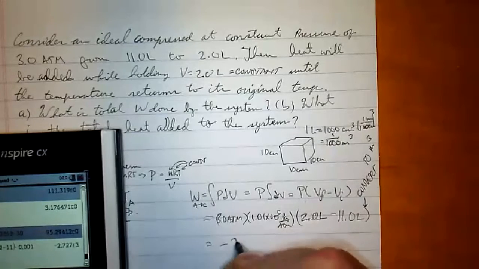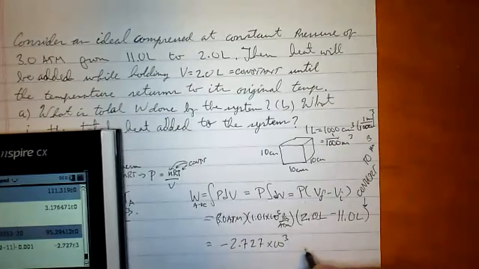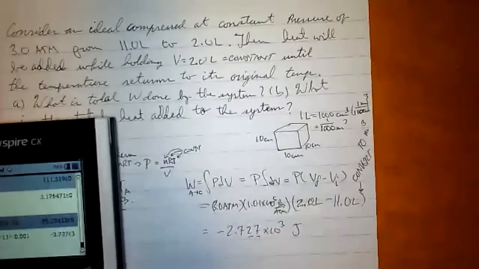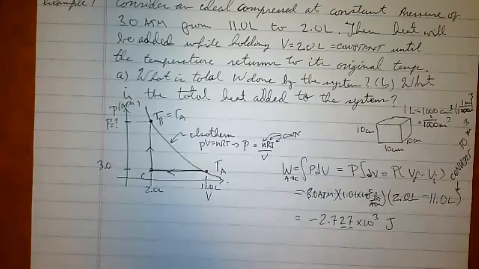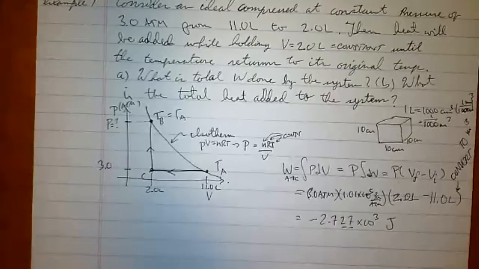And that gives me negative 2.727 times 10 to the 3rd joules. I really only put 2 sig figs in there, so these are extra digits. So that's how much work is done in that part. That's not the whole thing, of course. There's other work that's being done as well, but that's the first part.